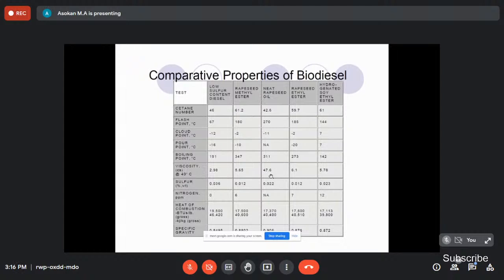So how much does it decrease? See, because of the transesterification process, the vegetable oil is converted into biodiesel. Then the viscosity is drastically decreased, 47.6 to 5.65. Then we can use this biodiesel as diesel, right? And similarly, rapeseed ethyl ester is 6.1. Okay, and see the combustion. The heat of combustion is about 46,000 kilojoules per kg for diesel, and the ethyl ester is about 40,000. So almost 90%.